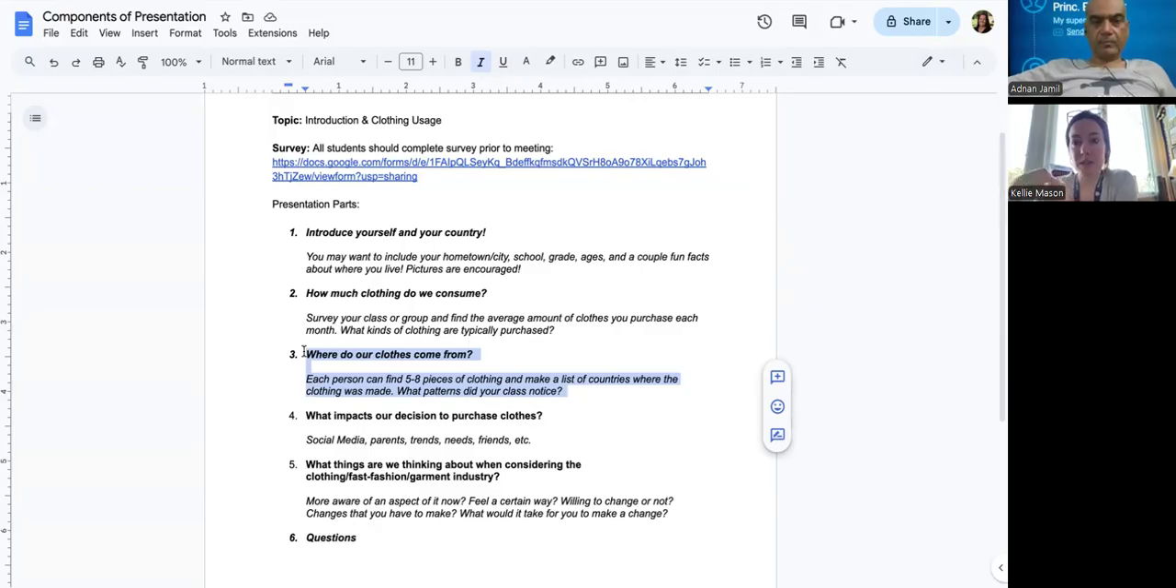If your students use Padlet, I'm not sure if they've used that before. There's a feature on Padlet that shows a map and they can plot where things are from. But a list is fine too, if you're just saying most of our clothes come from this country. And then the next portion is just talking about what impacts our decision to buy certain clothes. So social media, family, friends, anything like that.